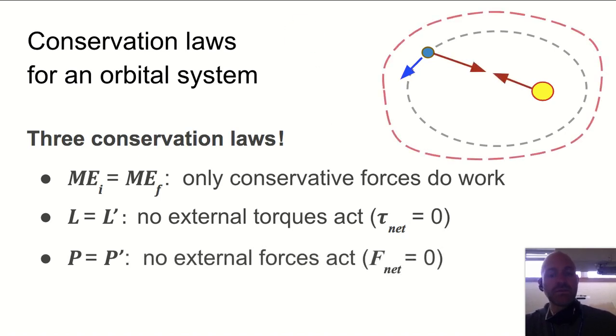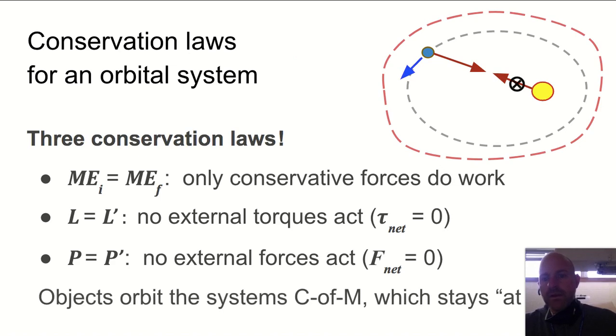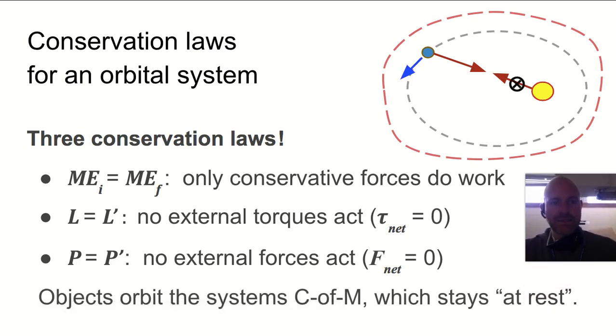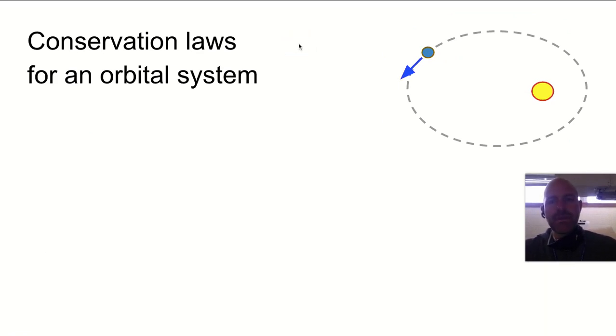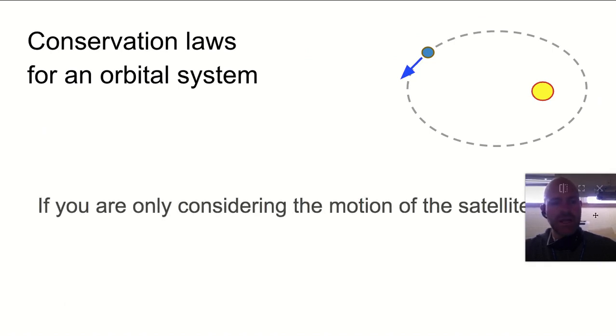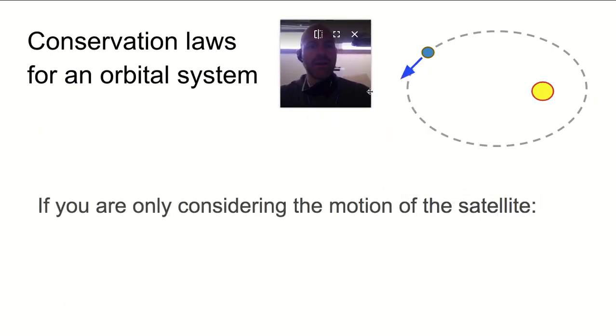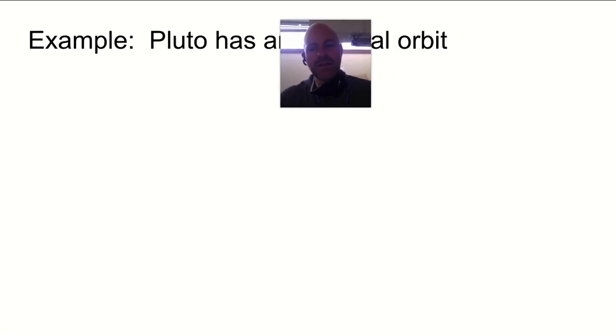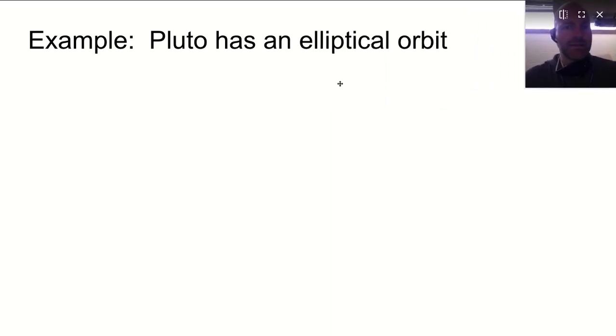There's no net external force acting on the system, if you draw the system as that red dotted line around our planet and star. So objects orbit the center of mass, which stays at rest. And that's kind of the important piece. What else can we say? Well, we can also say that if you're only looking at the satellite or the planet or whatever it is here, then the linear momentum isn't conserved, because there's an external force acting on the satellite. And that ends up being the differentiation.